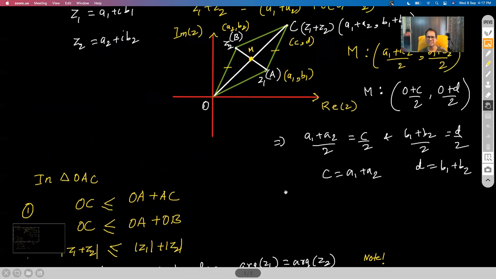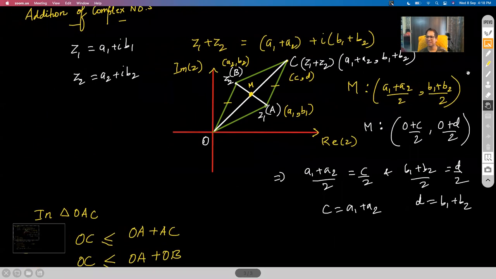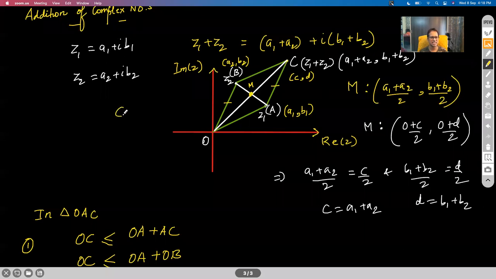Now a few things that you can note down over here. Number one, I've already made it in the diagram, but I'll still write it. The point C basically represents the position of Z1 plus Z2. OC represents your modulus of Z1 plus Z2. And this angle, let's say angle theta, represents your argument of Z1 plus Z2.